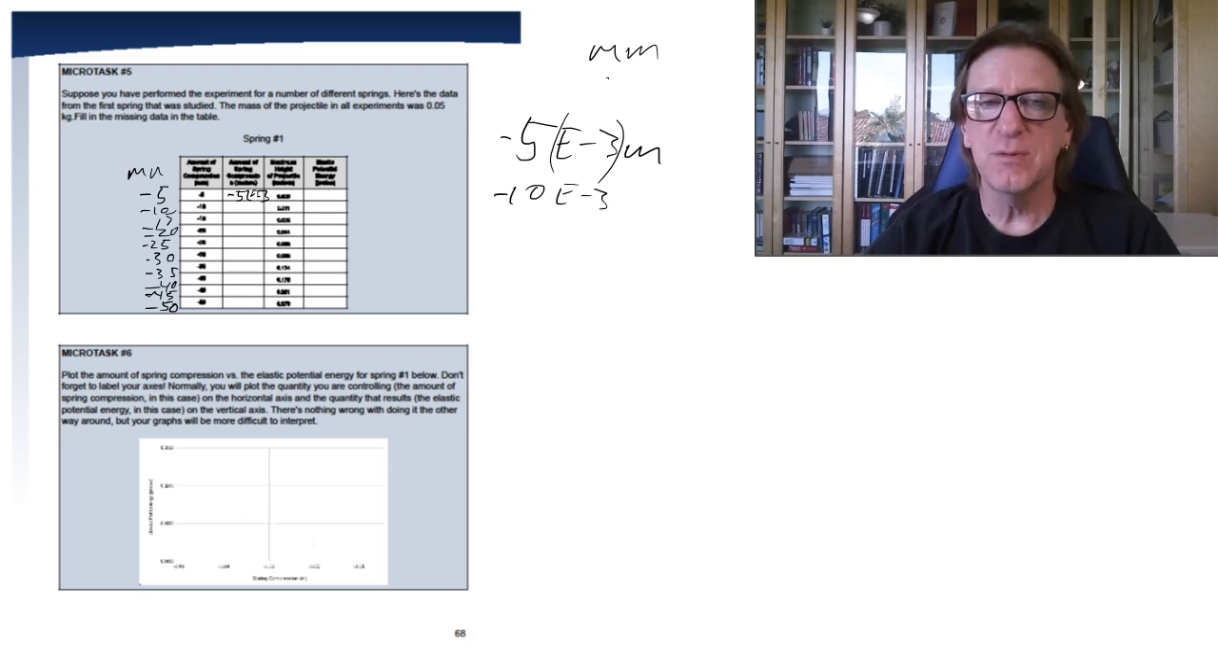Now if you wanted to write this out in standard notation, this just means move that decimal 3 places this way. So for this one, that would be equal to negative 0.005 meters. You see I moved it 1, 2, 3. Same thing here, 1, 2, 3. This is going to be negative 0.010 meters.